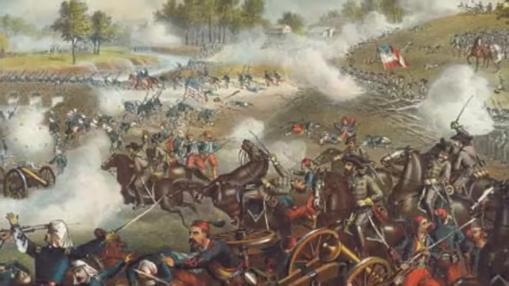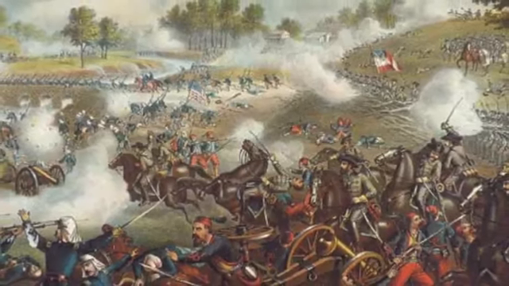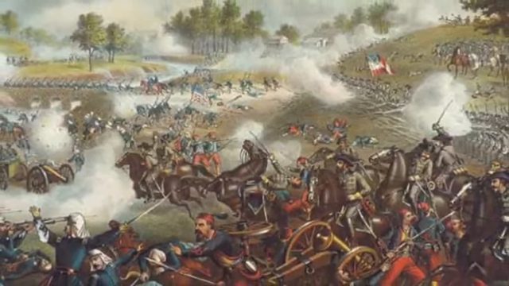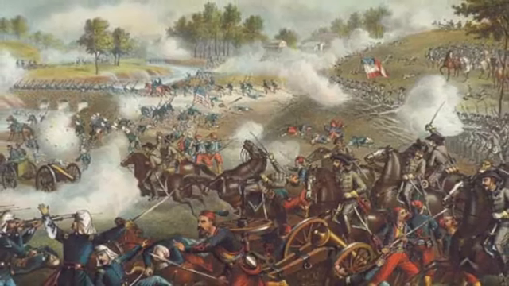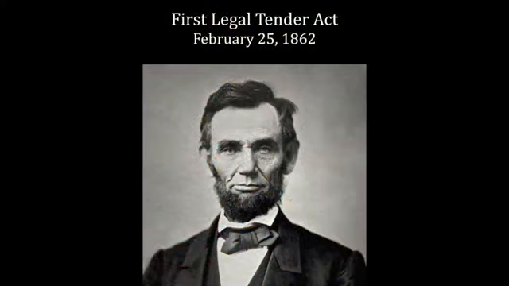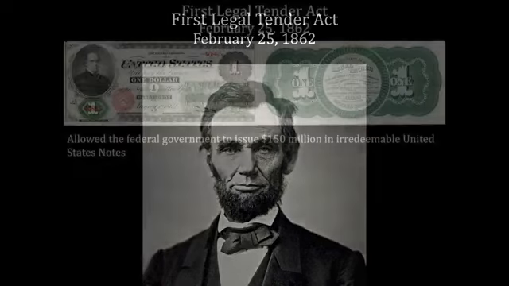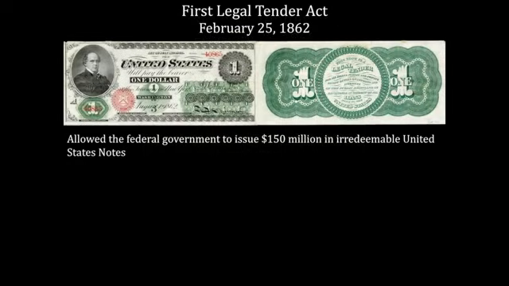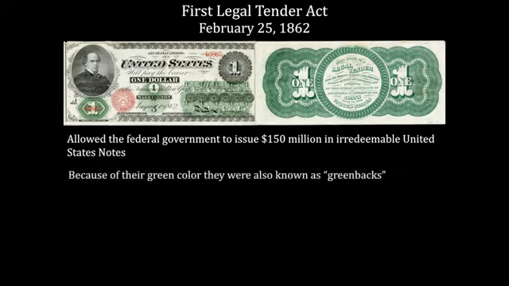However, with the onset of the Civil War, the Union found itself desperately short of the necessary funds needed to continue the conflict. One response was to pass the first legal tender bill. On February 25, 1862, Abraham Lincoln signed the bill into law. This act allowed the federal government to issue $150 million in irredeemable United States notes. Because of their green color, they were also known as greenbacks.